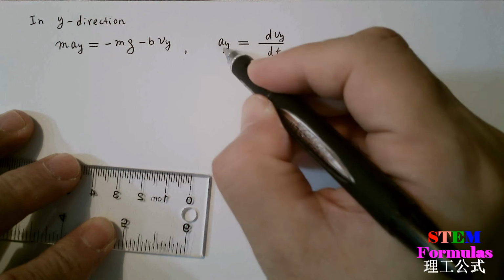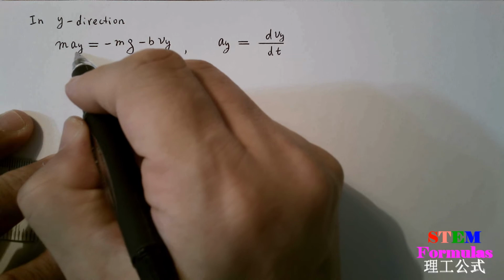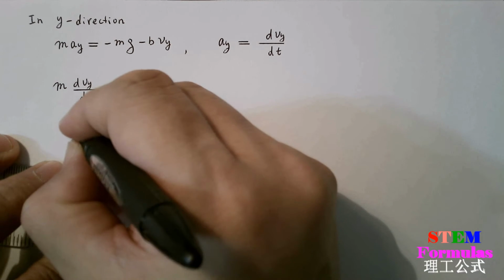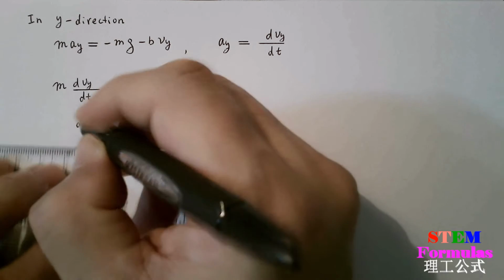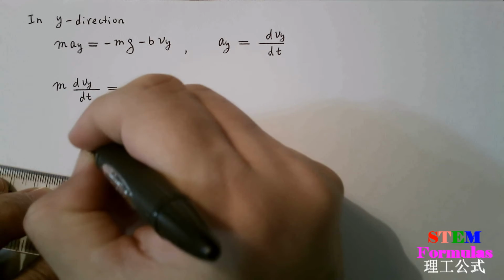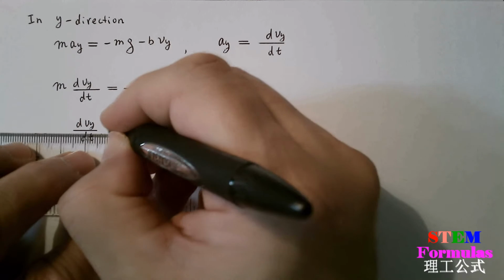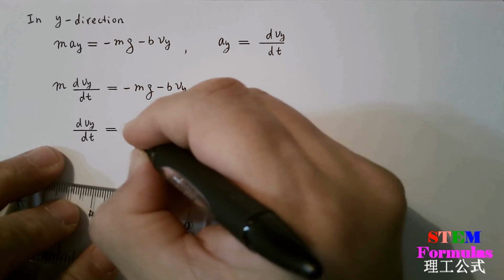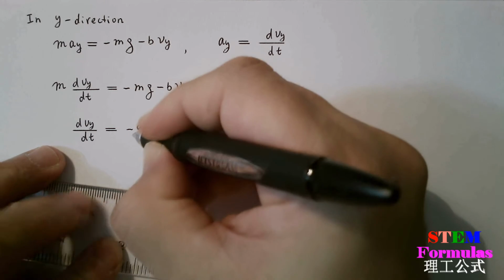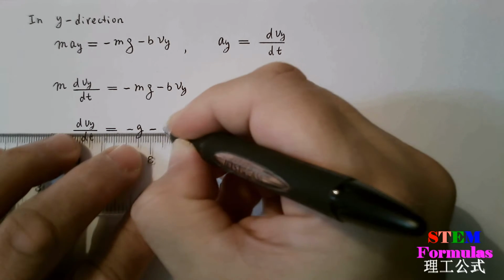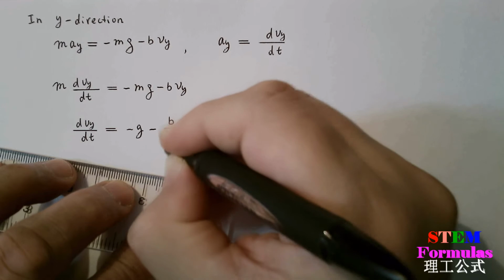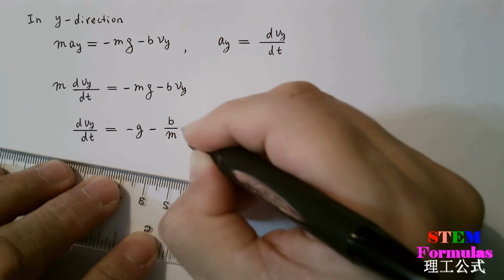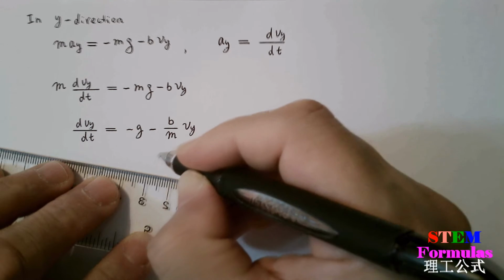We now plug in ay into here, or dvy dt equal minus g minus b divided by m vy.